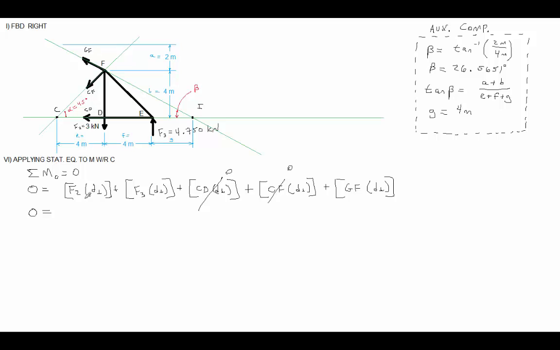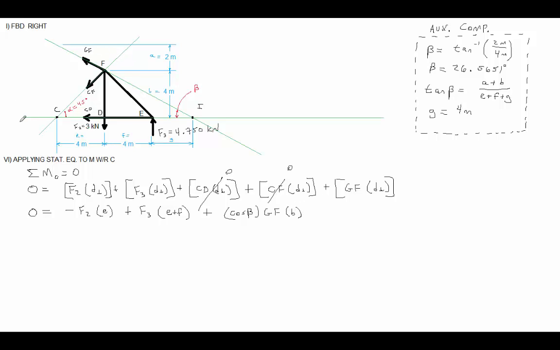F2 is going to produce a negative rotation around point C, and its perpendicular distance is E. F3 is going to produce a positive rotation around point C, and its perpendicular distance is E plus F. Now, since I don't know the perpendicular distance of GF, I'm going to break it into its x and y components. Its x component is going to produce positive rotation around point C, and the value of its x component is cosine beta times GF, and its x component starts right here at point F, so it is B away.